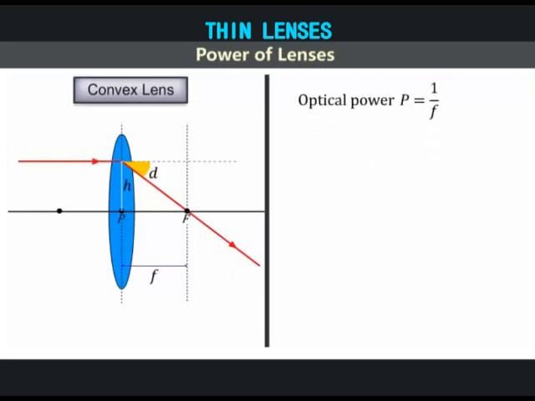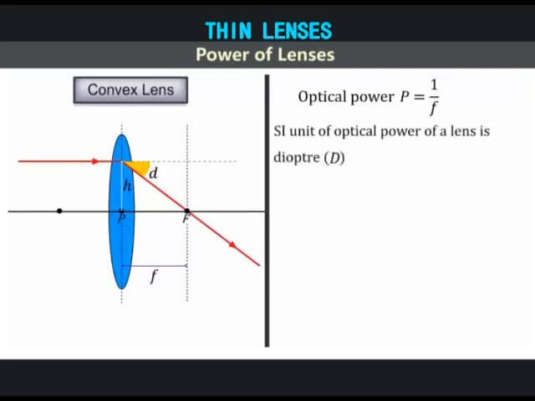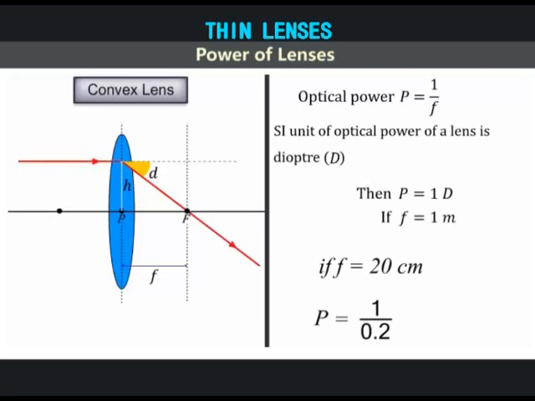The unit of power of a lens is the diopter with the symbol D. Remember, the focal length must be given in meters. So power of a lens is equal to 1 diopter if the focal length is 1 meter. So for a lens of focal length 20 centimeters, power is equal to 1 over 0.2, which is 5 diopters.